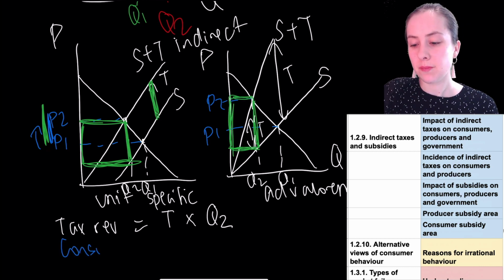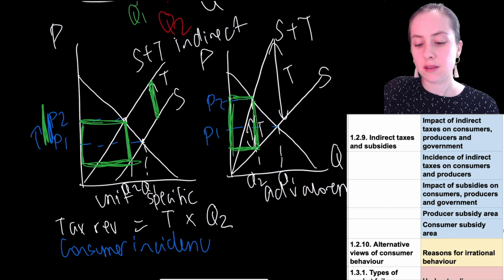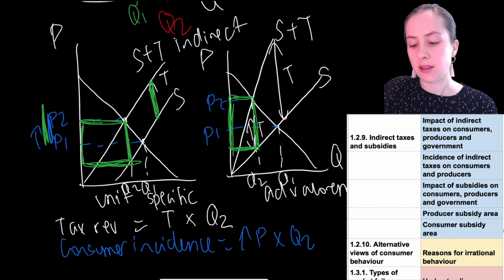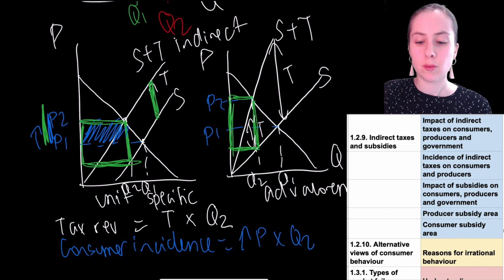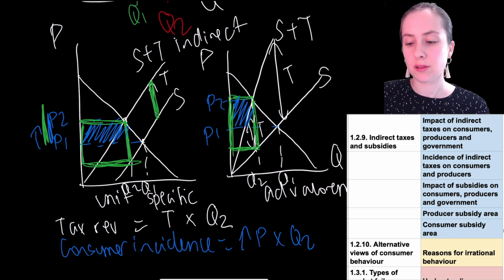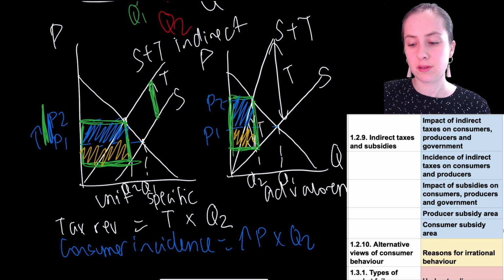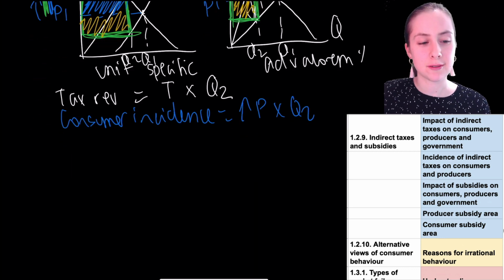Tax times Q2. The consumer incidence is going to be the increase in price times Q2, which you can just think about as the area of the top box. The producer incidence is going to be the bottom box. That's all about taxes for now.